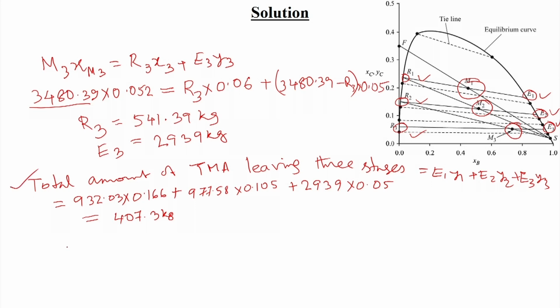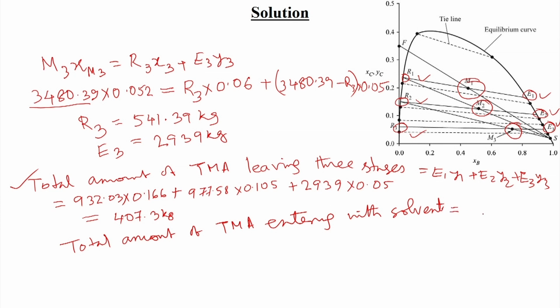This is one point. Now, how much trimethylamine is entering the 3 extractors with the extracting solvent also needs to be considered, because when we calculate the extraction efficiency, we need to deduct that amount from the total amount of trimethylamine leaving. So the total amount of trimethylamine entering with the solvent, and there are 3 different solvents, will be equal to S1 plus S2 plus S3 into YS, because in all cases the solute concentration in the solvent is the same.